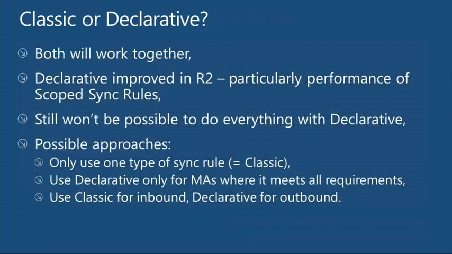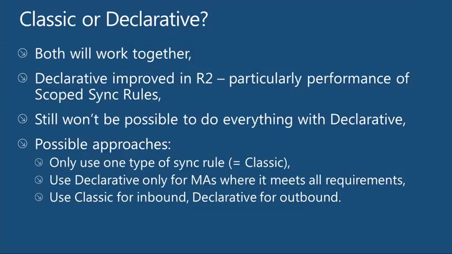So, you know, which one should you use? Well, both will work together. Declarative is improved in R2, but it's still not possible to do everything with declarative, which I must admit kind of puts me off a bit. I will say though, there is one thing you can do with declarative you can't do with classic, and that's selective flow of reference attributes. I don't know if anyone's tried to create an advanced flow rule on a reference attribute and it just says, nah, not allowing it. And sometimes all you want to do is say whether you're going to flow it or not. It's not like you're trying to change it. You just want to say flow yes or no. You can't do that with classic.